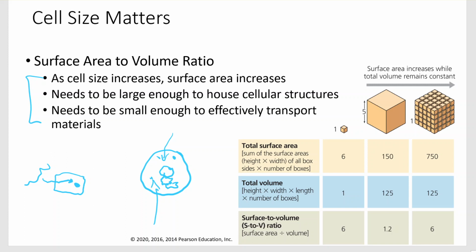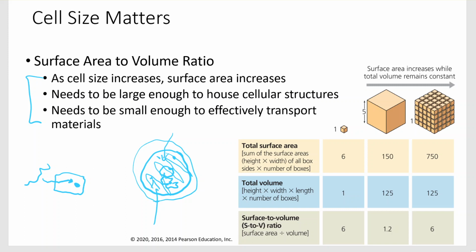And this is why we have what is called the surface area to volume ratio. The surface area is the amount of area on the surface of the cell, right? So if you were to look at what's surrounding the cell, that would be your surface area. And your volume is the amount of space within the cell.